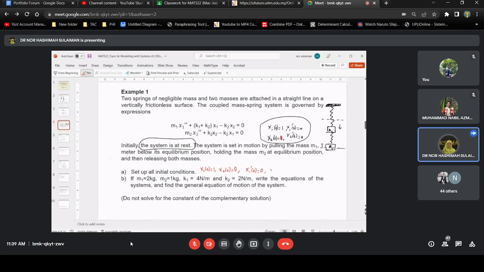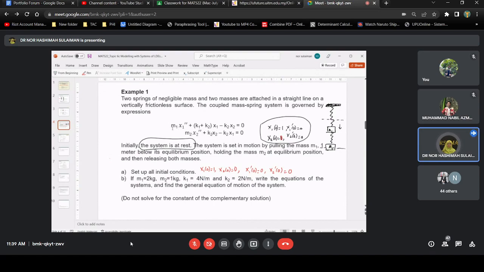Okay, so have X2 prime 0 equals to 0. Okay, now if M1 happens to be 2 kg, M2 is 1 kg, K equals to 4, K1 equals to 4, K2 equals to 2. Write the equation of the system and find the general equation of the motion of the system.